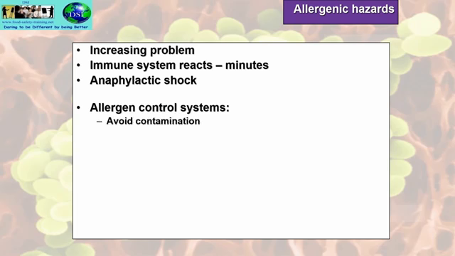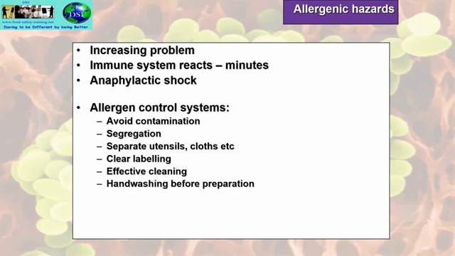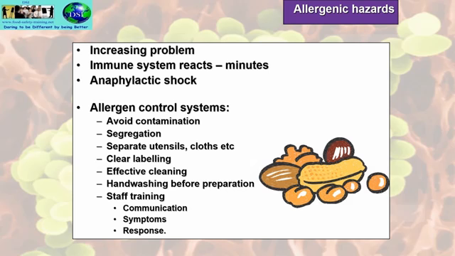Allergen control systems include avoid contamination, segregation, separate utensils and cloths, etc., clear labelling, effective cleaning, hand washing before preparation, staff training, such as good communication. Tell them about the symptoms and what response they should take if they see that a customer is coming down with an allergic reaction to food, or in fact is coming down with anaphylaxis.